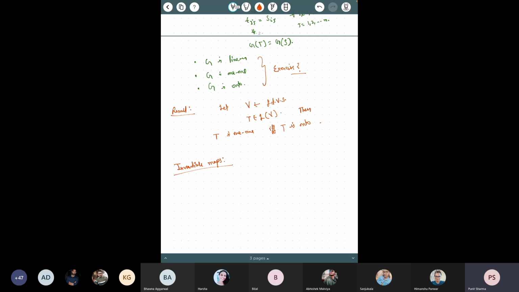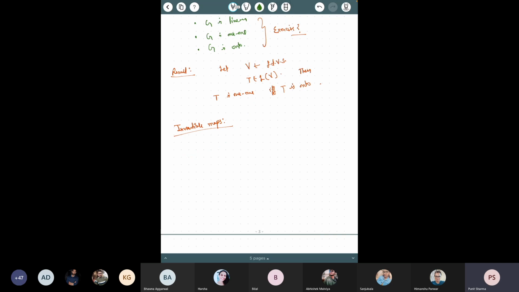Suppose I don't want to use one-one-ness and onto-ness to define an invertible function, then how would I do it? Let me recall this. This is for a function first, and then we'll talk about linear transformations. Recall from your basic learning. Let's say we have a function f from V to W.